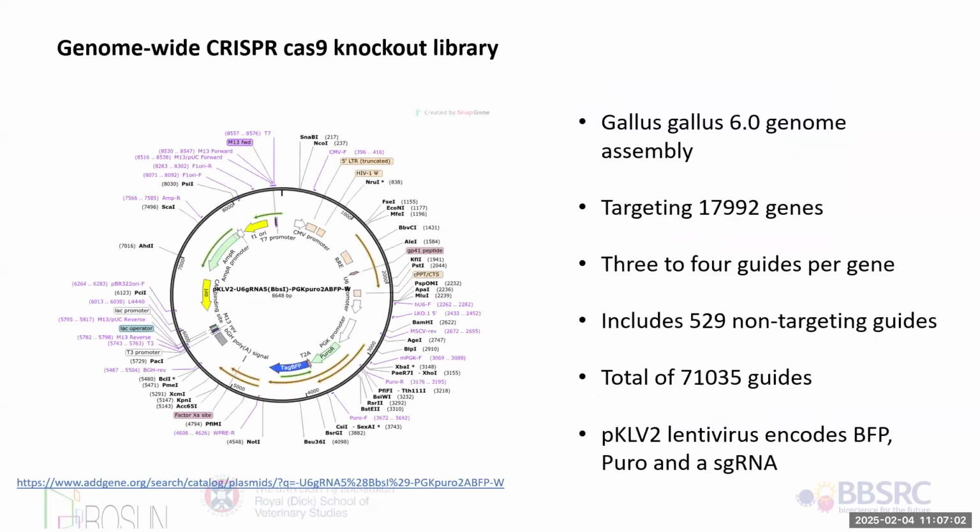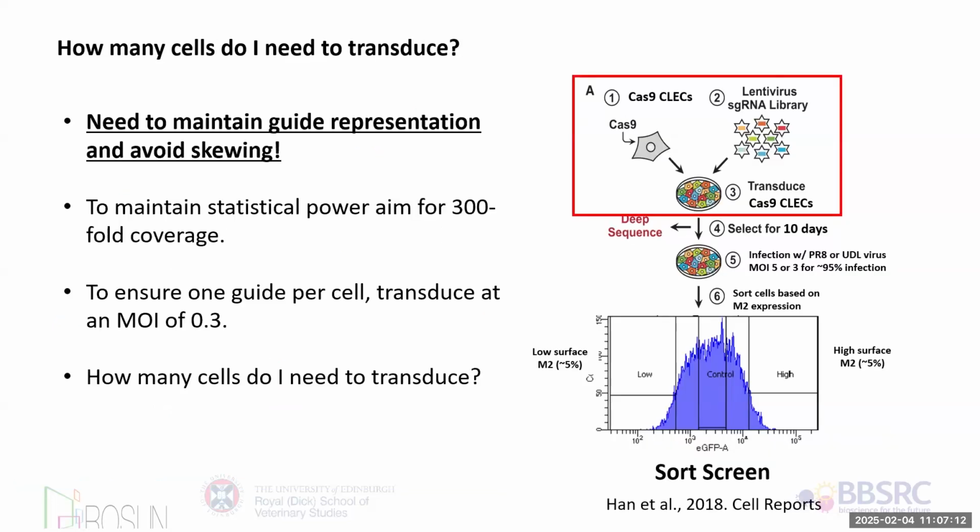This slide tells you how many guides are in the library. If you note that down, so 71,035 guides. Then take into consideration the coverage that you want. We're just going to say 300-fold, and then multiplicity of transduction. Okay? Who can calculate how many cells we need for this transduction?